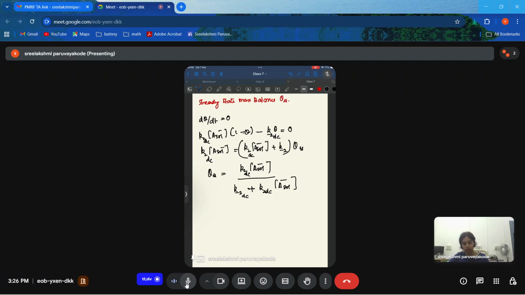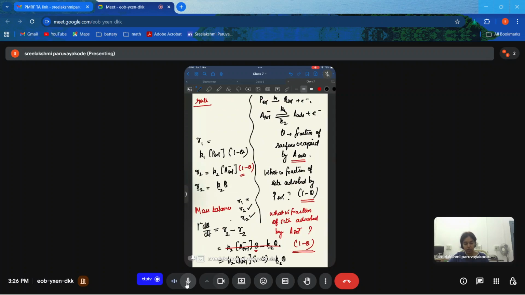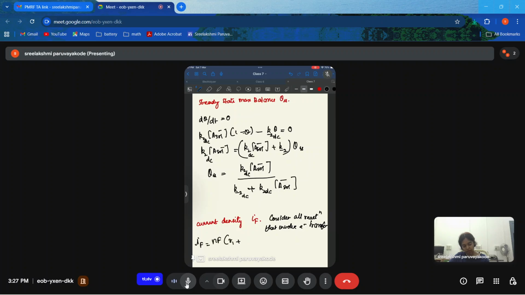So now the next step involved is to find out the current density IF. And how do we do that? Here we have to consider all the reactions that involve electron transfer. If you remember, the first step involves electron transfer. The second step and the backward step also involve electron transfer. So all the steps are considered for finding out the current density. Here, all the forward reactions have positive rate and the backward will have negative rate. So it becomes nF (R1 plus R2 minus R minus 2). So this is what you get.